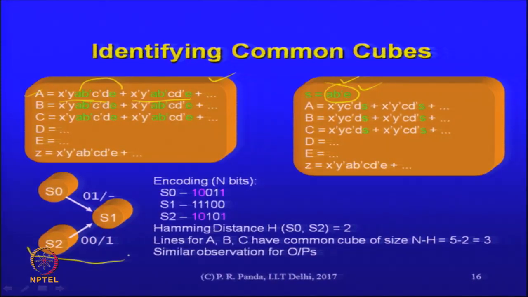of size 3. There is nothing sacrosanct about that size 3 though. If I wanted, I could have got a size 4. How would I have got a size 4? Just need to change the encoding of S0 and S2 in a way that they are distant by 1 unit. Could I have had a common cube of size 5? No. For those states I can't, because that would violate the requirement that states of course be distinct in their encoding. So that is what it is, that the size 3 appears because of the choice of encoding, our choice, and from the fact that Hamming distance between those two encodings is 2, we can infer that the lines for A, B, C, all of them will have a common cube of size whatever is the max. So here the max is 5 minus 2, that is where the size 3 comes from.